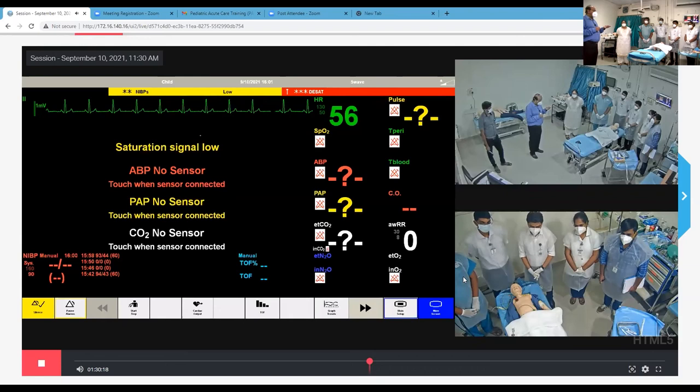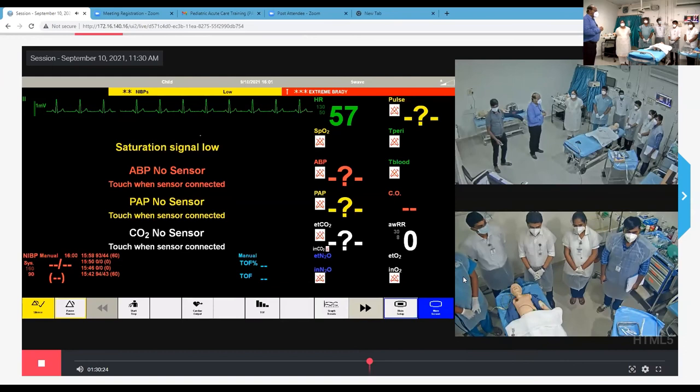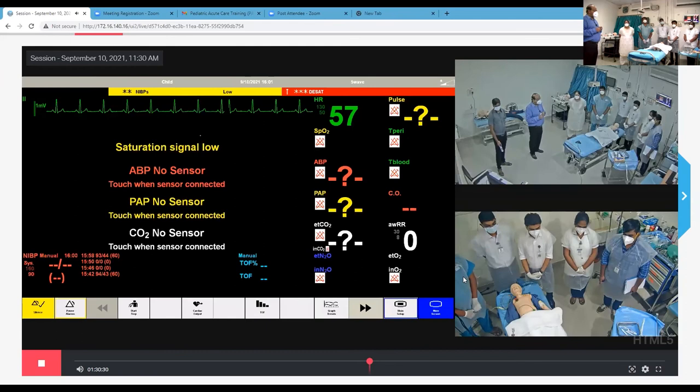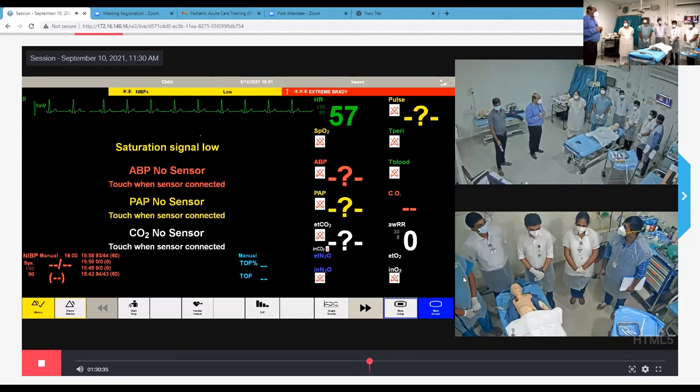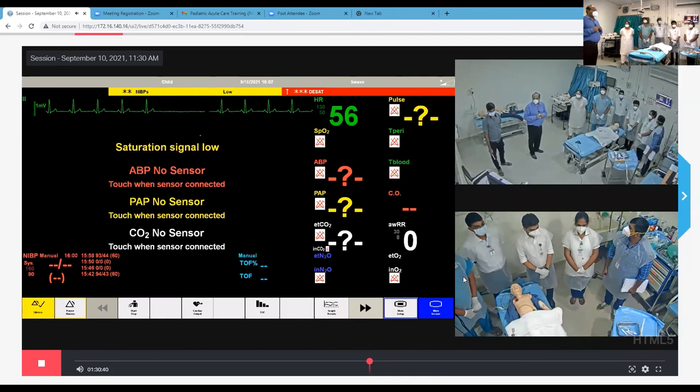Can you put on the rhythm too? So that is a non-shockable rhythm. Another non-shockable rhythm is the asystole. Now that you are seeing a rhythm on the monitor, that was the second one which we saw. That is the ventricular fibrillation.